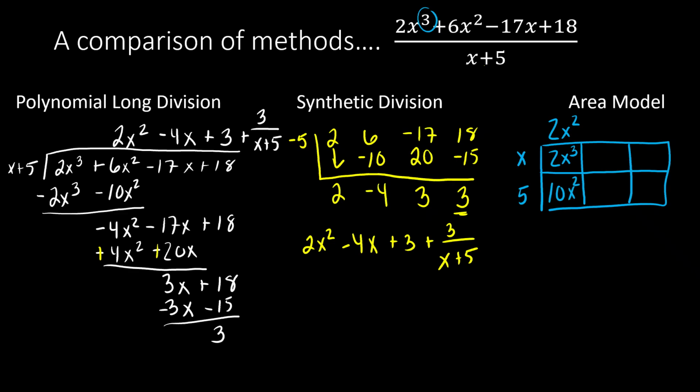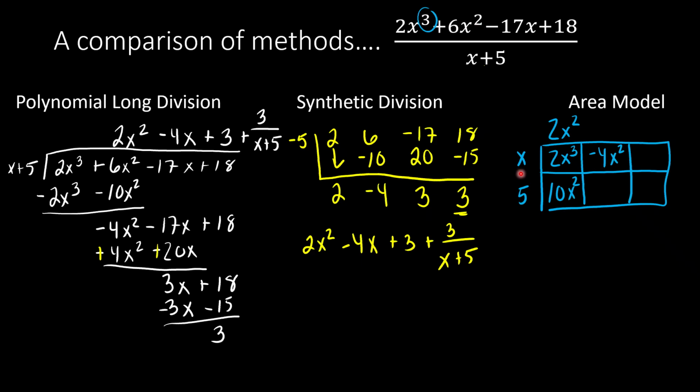And here's where this model gets a little tricky. You've got 10x squared, and we know that the x squareds go on the diagonals. And this is something you would know if you had done other things with the area model. So you've got an x squared here and another x squared here, and together they have to add up to 6x squared. So that means that this must be negative 4x squared, because negative 4x squared plus 10x squared would give you the 6x squared.